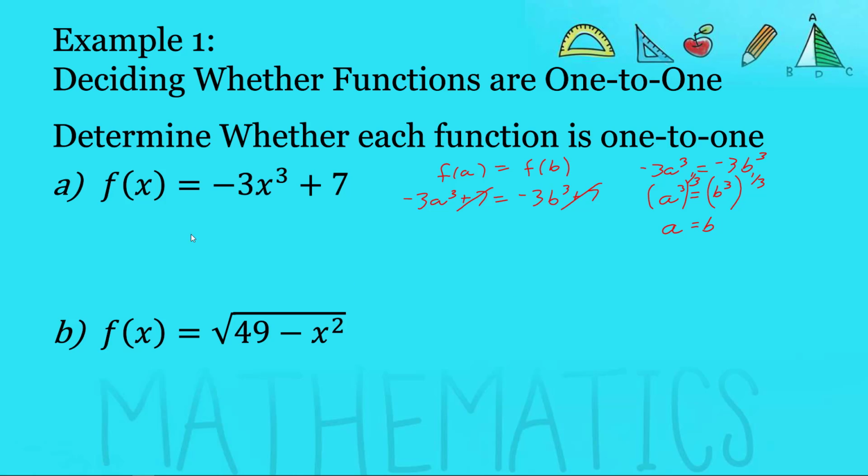Now, what if we had the case where f of x was actually equal to, say, x to the 4th power? All right. Well, then we would have f of a being equal to f of b, which would imply that a to the 4th is equal to b to the 4th. Then we would take the 4th root.